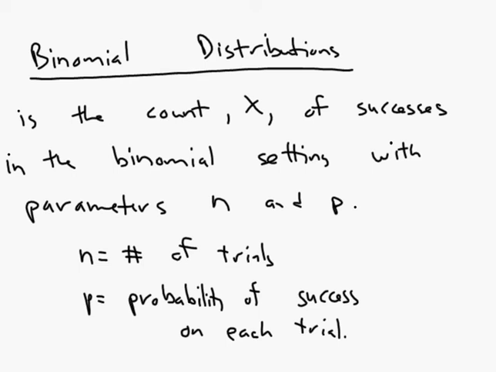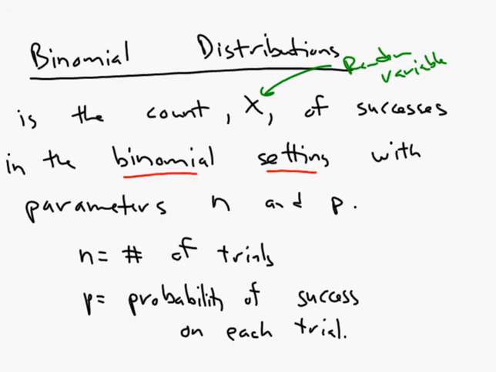We're going to introduce you to something called the binomial distribution. A binomial distribution is to count X. So X is a random variable, like we just learned about in Chapter 7. And X counts the number of successes in the binomial setting with parameters n and p, where n is the number of trials, the number of times I'm going to do a particular action, and p is the probability of success on each trial. So the only question is, what's the binomial setting?